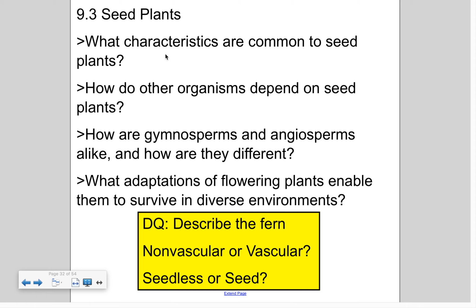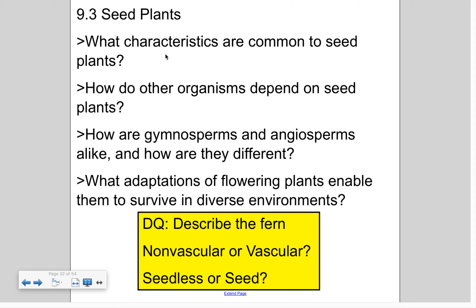What does it take to be a plant? And we said, okay, they got to be eukaryotic, which means they have a nucleus inside their cell, they have a chloroplast, a cell wall, a central vacuole. Plants are producers, which means they make their own food through the process of photosynthesis. We talked about what are the adaptations, what did plants have to overcome in order to live on land, because all plants started in the water.